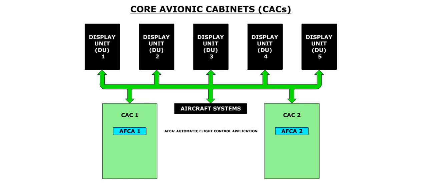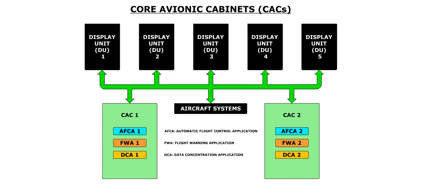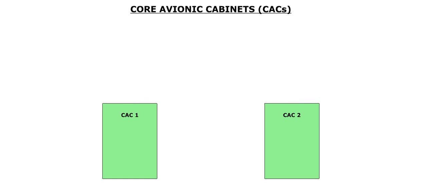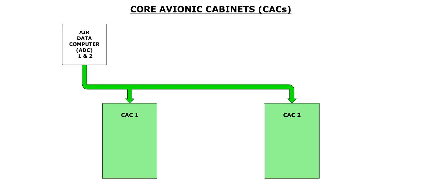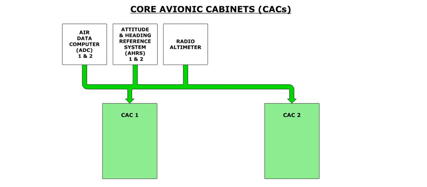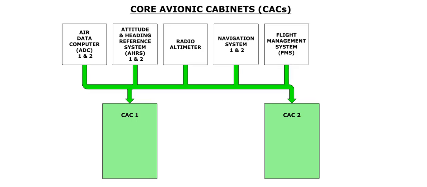The CACs host the Automatic Flight Control application, the Flight Warning application, or FWA, the Data Concentration application, or DCA, and the Centralized Maintenance application, or CMA. The CACs receive data from the two Air Data Computers, or ADCs, the two Attitude and Heading Reference Systems, or AHRS, the Radio Altimeter, Navigation Systems 1 and 2, the Flight Management System, or FMS, as well as other sensors.